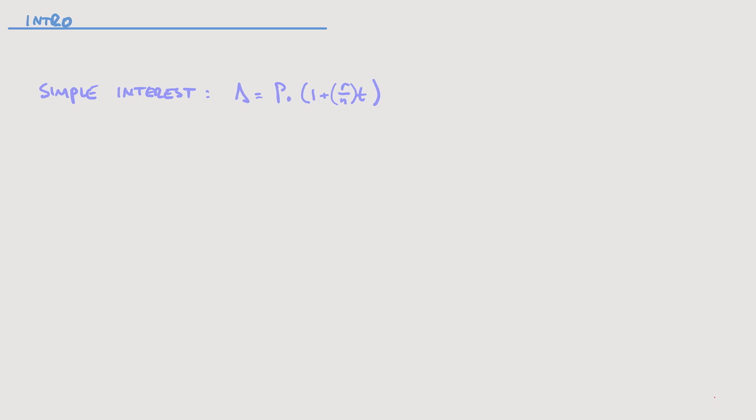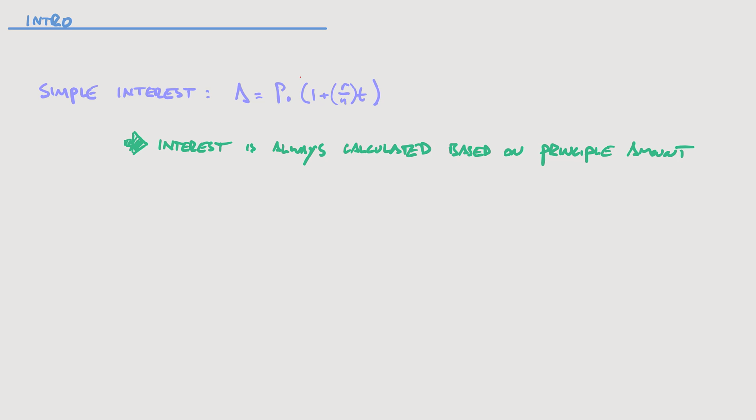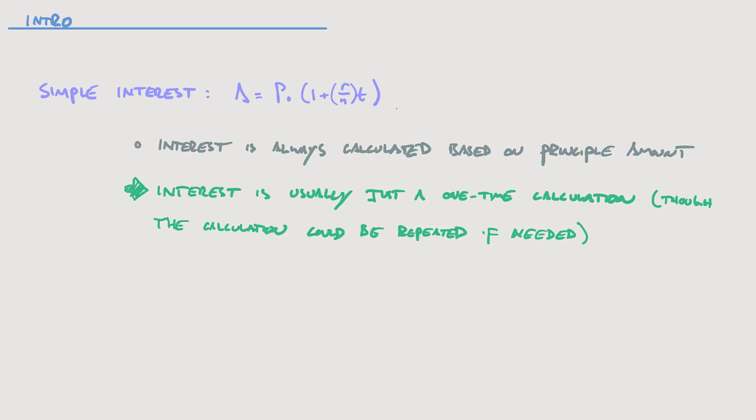To introduce this, we're actually going to revisit simple interest for a second, and here's the formula for simple interest. You've got an amount equal to some principal amount multiplied by 1 plus some rate, some APR divided by how often that rate is broken up, multiplied by some amount of time. So simple interest is always calculated based on this principal amount only. The only thing that this amount is multiplied by is this 1 plus rate over n times t situation. Interest is usually just a one-time calculation.